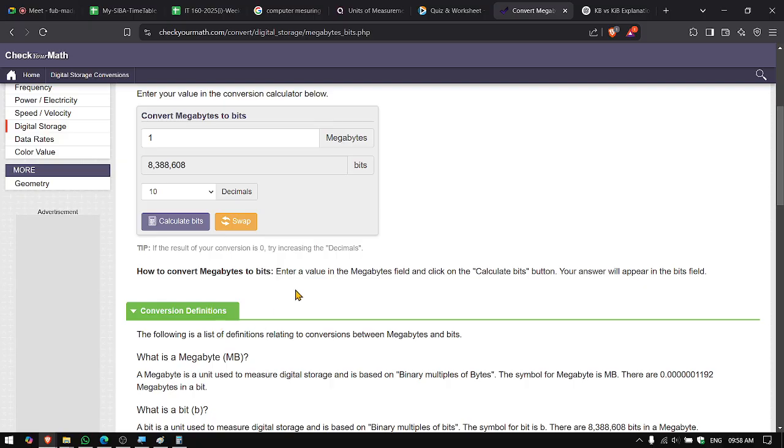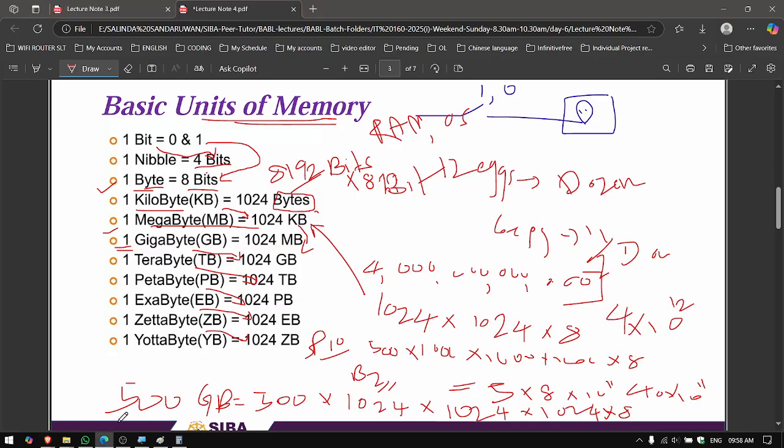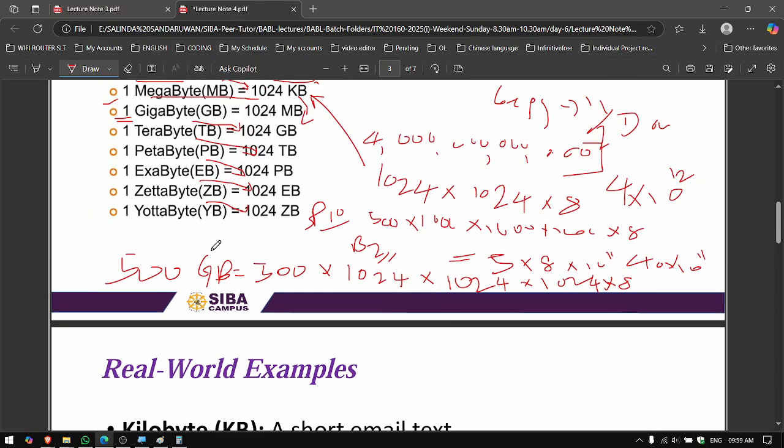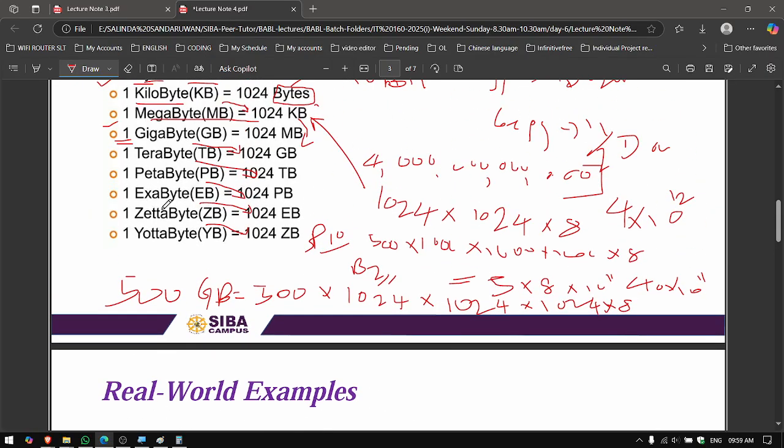If someone gives in GB, you should be able to convert it using this, right? For your unit test, you have such things. Then the same for exabyte, zettabyte, yottabyte also. You should multiply 1 zettabyte by 1024 to convert it to exabyte, then again 1024 to convert it to petabyte, then to terabyte, then to gigabyte. Likewise, you should convert.